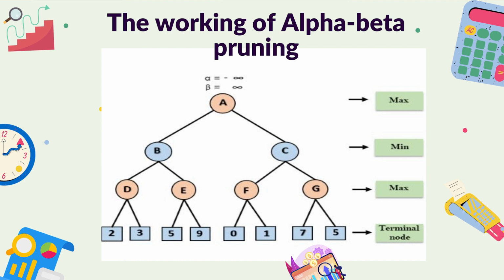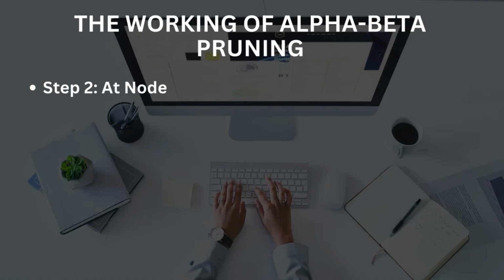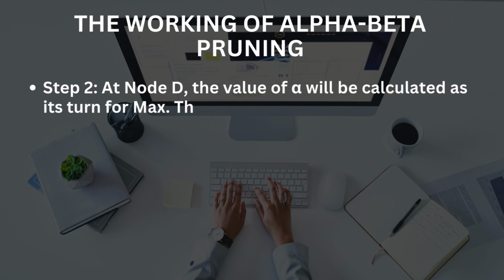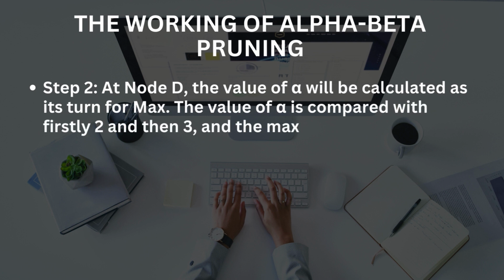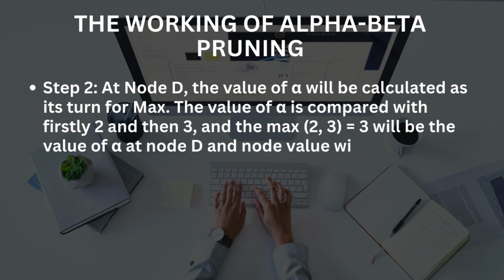So, let us see step 2. At node D, the value of alpha will be calculated as it is the turn for max. The value of alpha is compared with firstly 2 and then 3, and the max of 2, 3 is equal to 3. So alpha at node D will be 3, and the node value will also be 3.